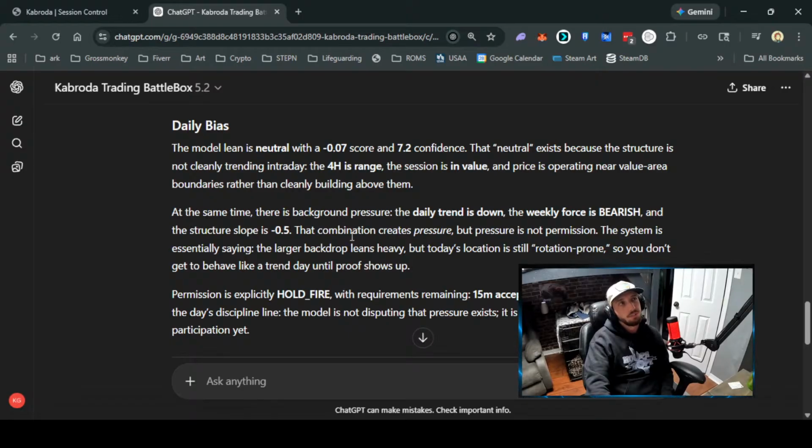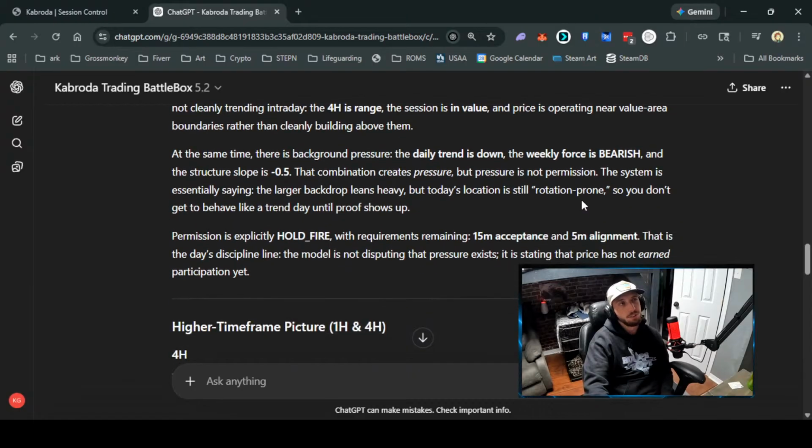Model lean today is neutral with a negative 0.07 score and 7.2 confidence. That neutral exists because the structure is not cleanly trending intraday. 4 hours ranging, session is value. The price is operating near value area boundaries rather than cleanly building above them. At the same time, there's background pressure: daily trend is down, weekly force is bearish, and the structure slope is negative 0.5. That combination creates pressure, but pressure is not permission.